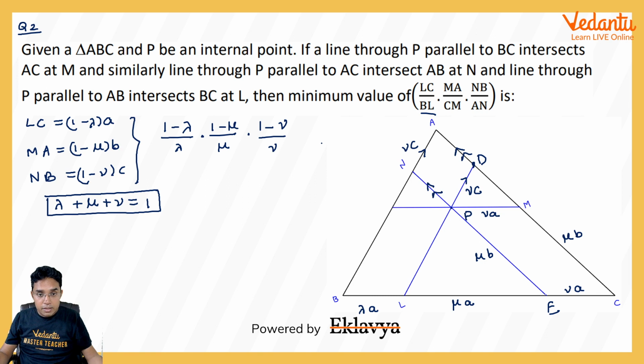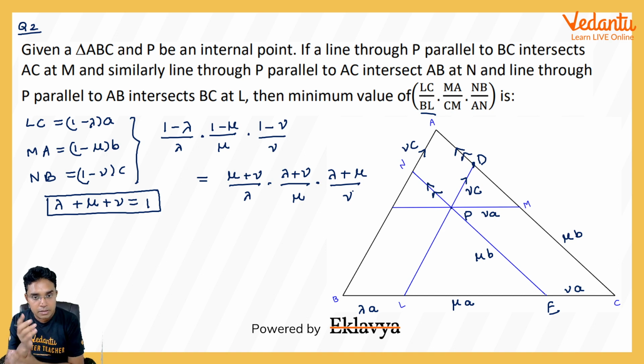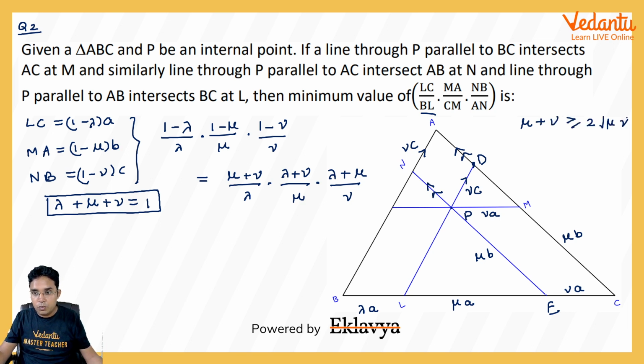Now what I can do, this is what we are looking for. So 1 minus lambda, I can write this as (mu plus nu) upon lambda. Then 1 minus mu, I can write as (lambda plus nu) upon mu, and 1 minus nu can be written as (lambda plus mu) upon nu. Now all these quantities involved are positive, so here I think we can use AM-GM. You can see mu plus nu will be greater than or equal to 2 root mu nu. Similar to this, the others also can be written.